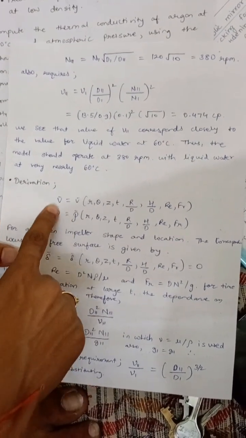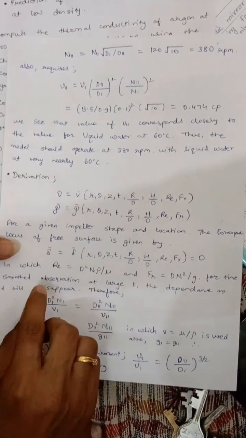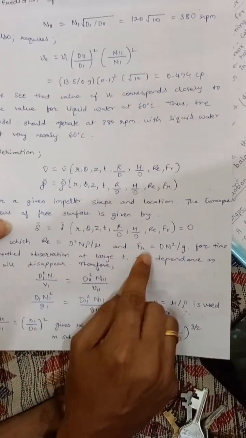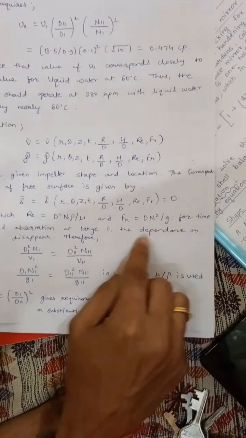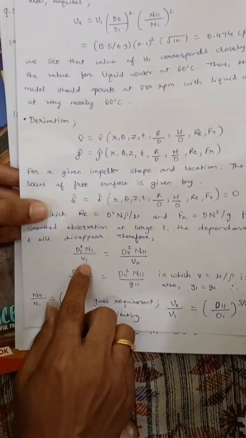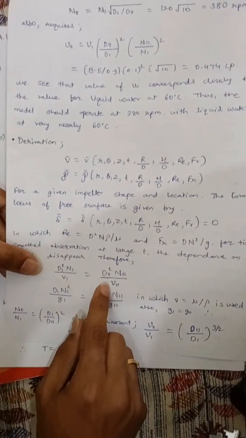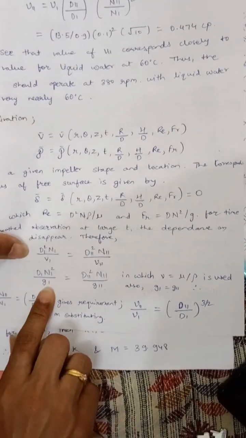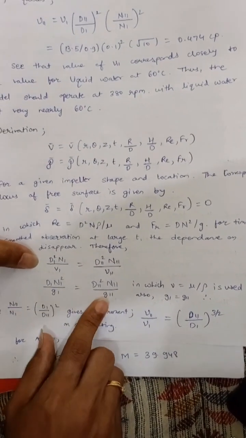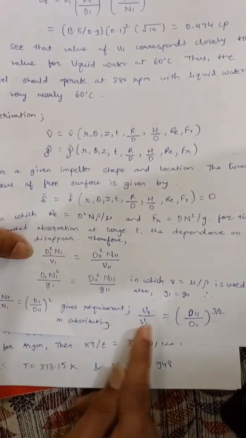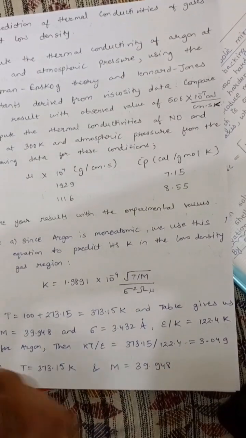Derivation: how to derive this equation we have mostly used, in which the Reynolds number is d square n rho by nu and the Froude number is equal to d n square upon g. For time smooth observation at last t, the dependence of t disappears. Therefore d1 square n1 upon nu1 is equal to d2 square n2 upon nu2. So here on substituting the gravitational force, and the gravitational force on both are the same, we get the final equation, which is the required equation.